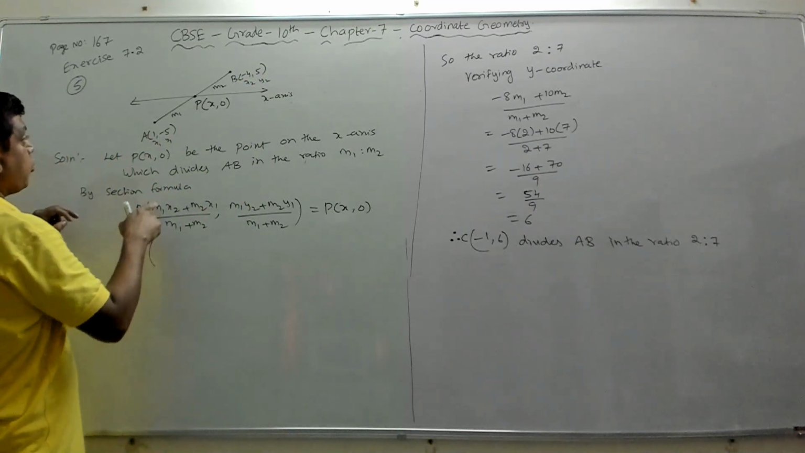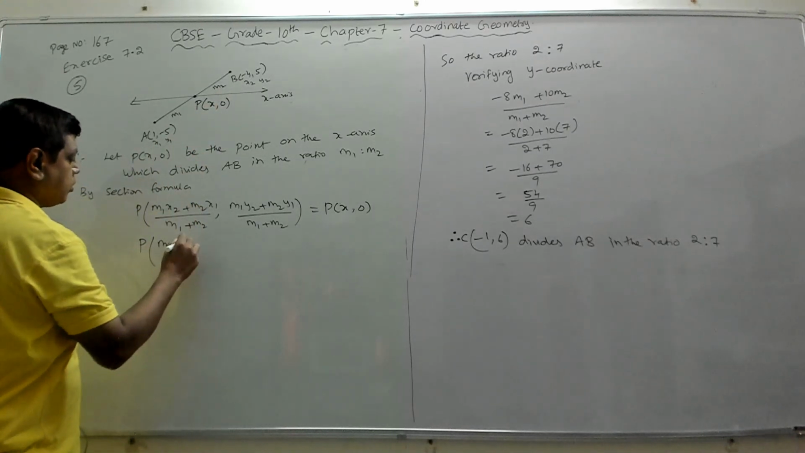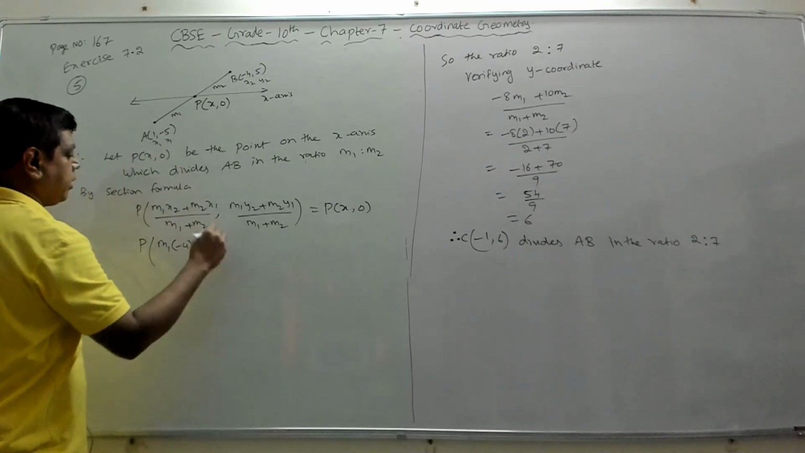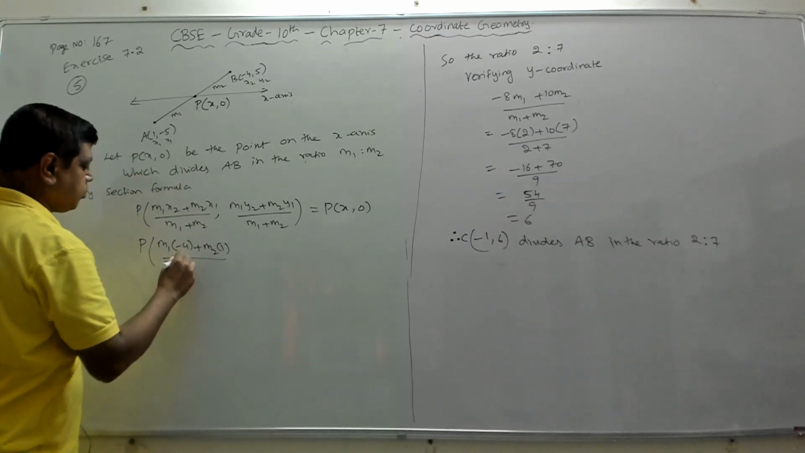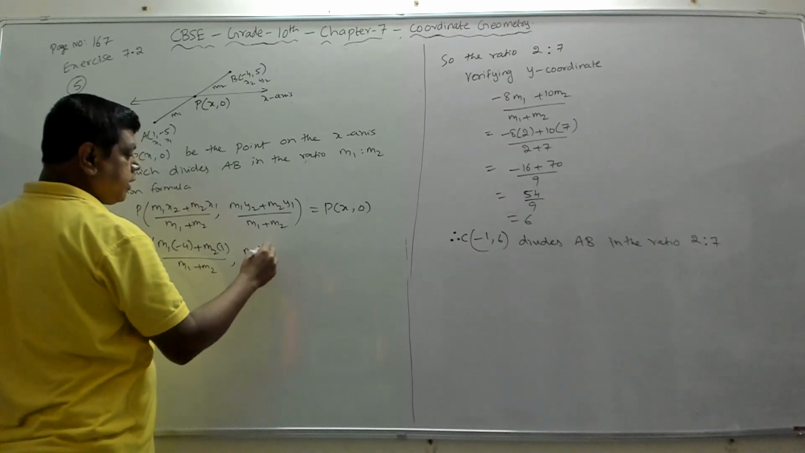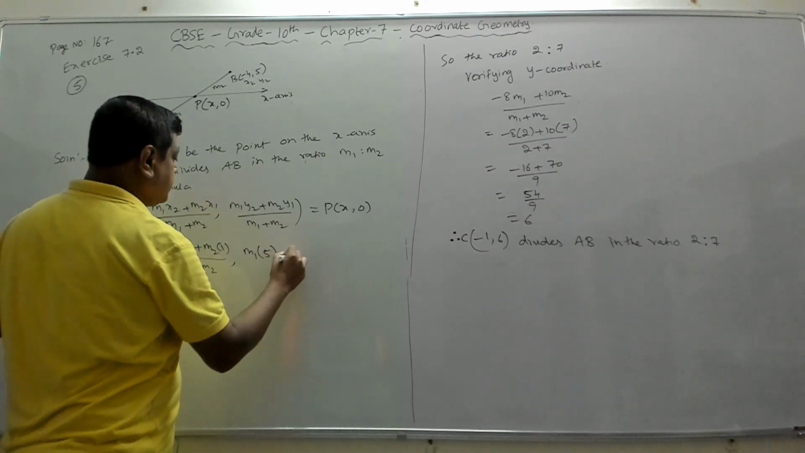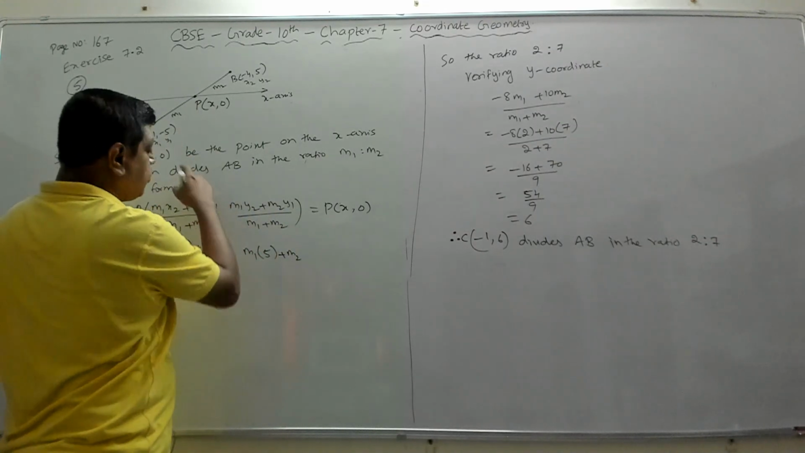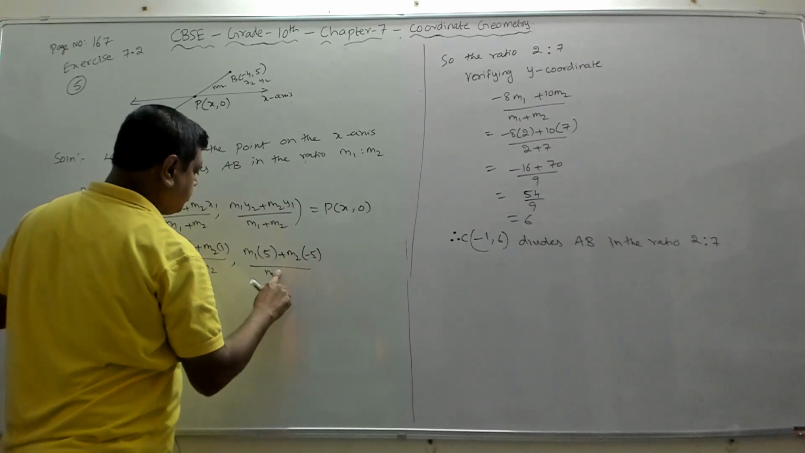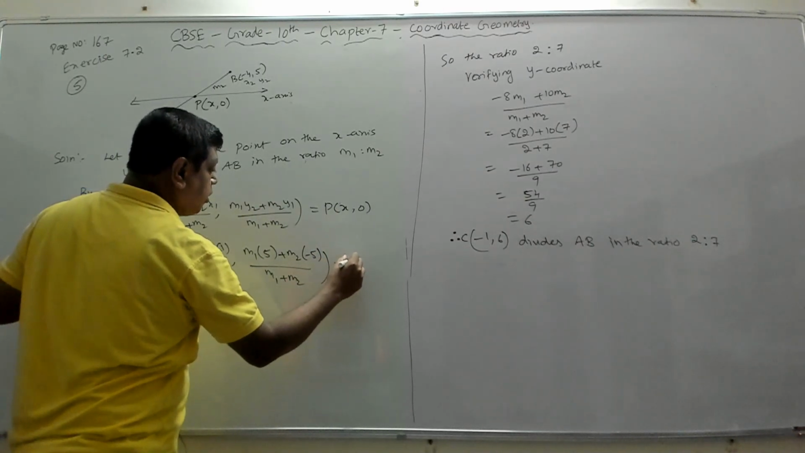Now let's substitute here. m1 we don't know, m1 into x2 is minus 4 plus m2 we don't know, x1 is 1, by m1 plus m2, comma m1 we don't know, we are writing m1 as it is, y2 is 5 plus m2 into y1 is minus 5 by m1 plus m2. That is equal to P of x comma 0.